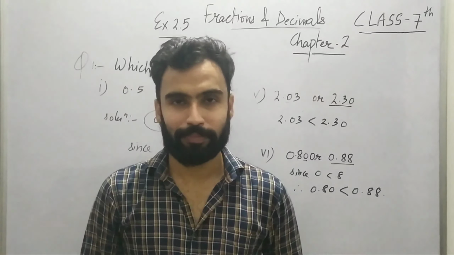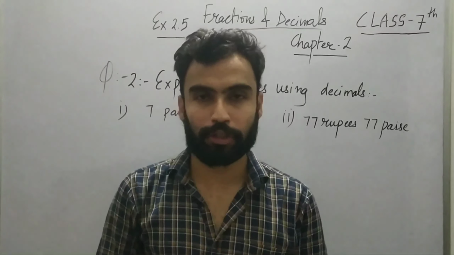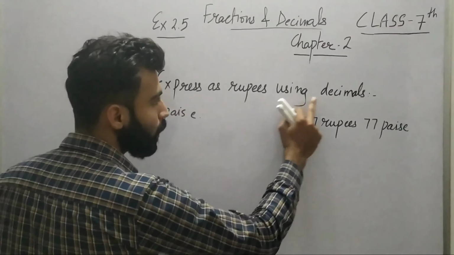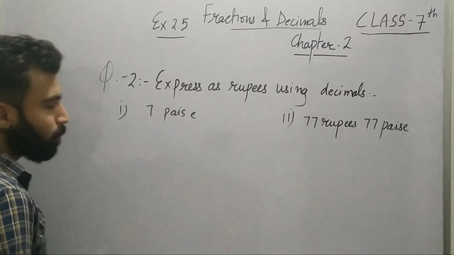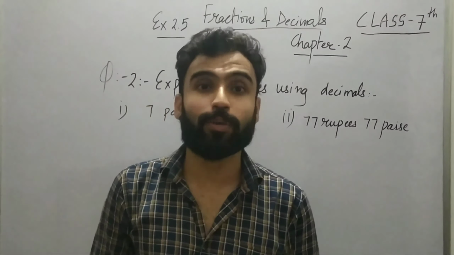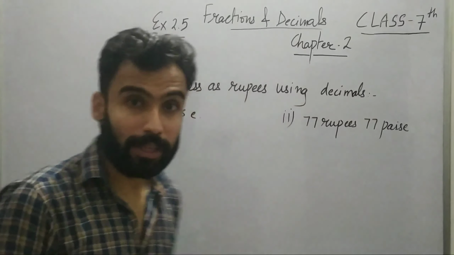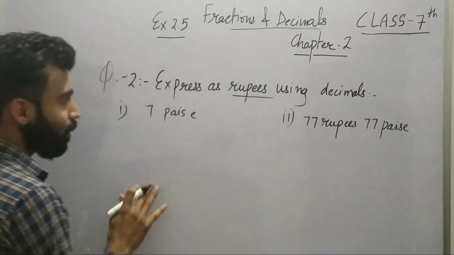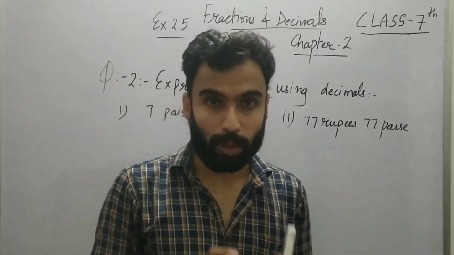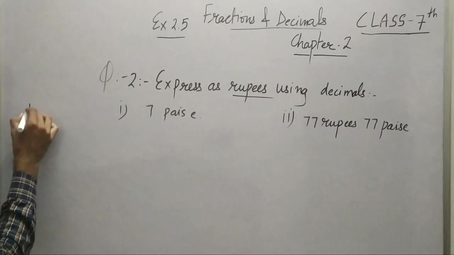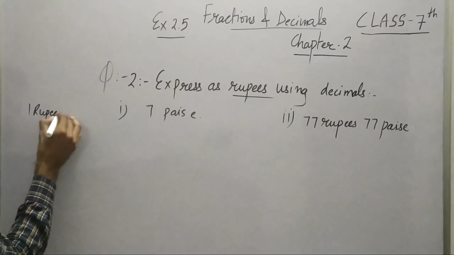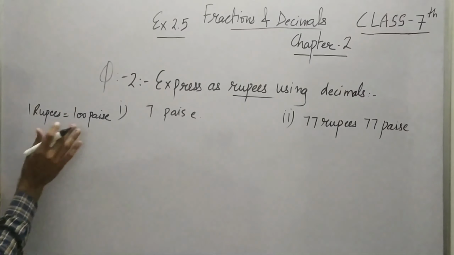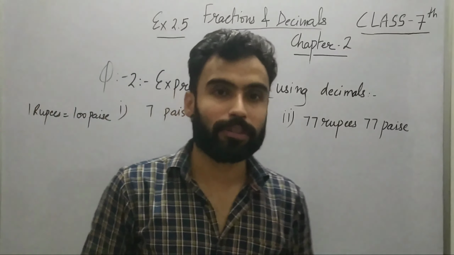That's all. So students, moving on to second question here. Now it says express as rupees using decimals. So we have to express this 7 paisa into rupees and using decimal here. So first of all, to represent as rupees, a paisa, there is a relation between paisa and rupees. You all know, I think. So that relation is 1 rupees equal to 100 paisa, right?